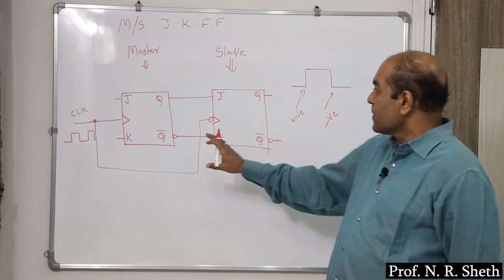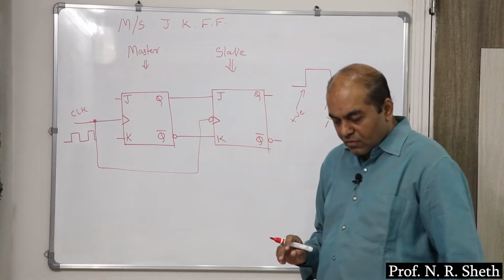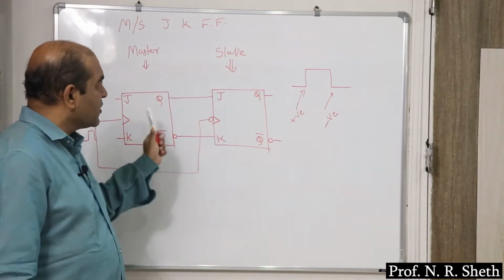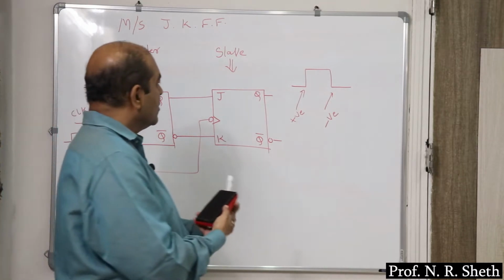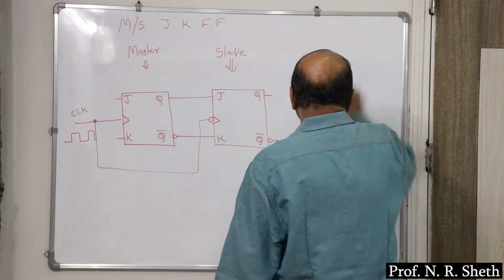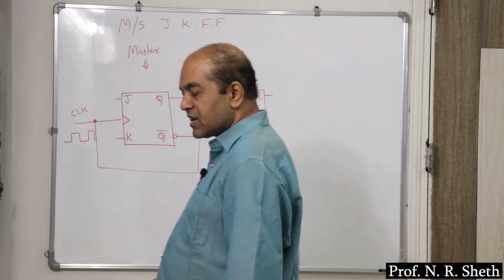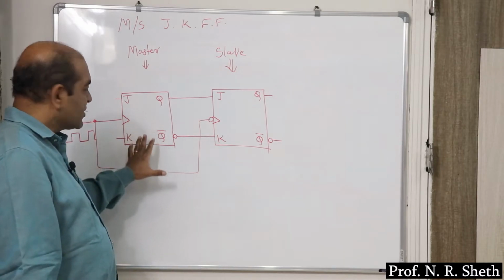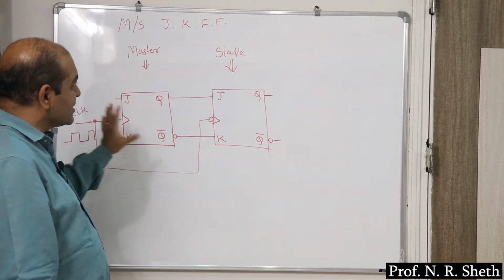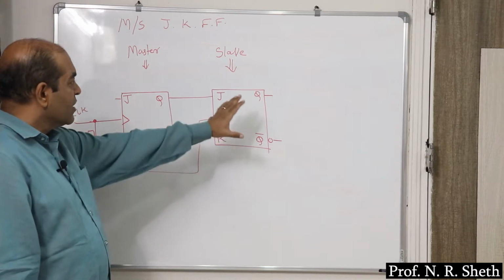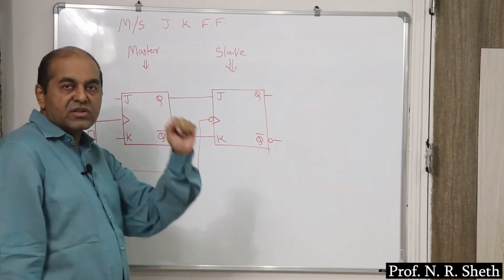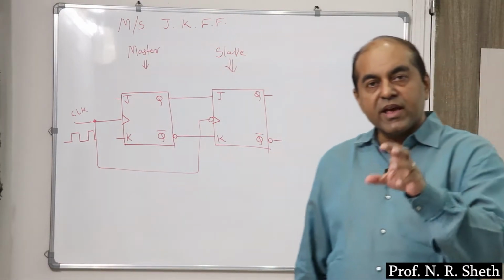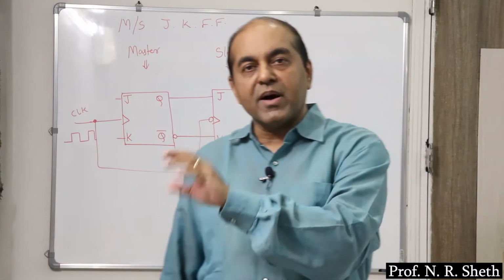So, overall, this is a circuit of master slave JK flip-flop. Both the flip-flops are JK. Master is positive edge triggered, while slave is negative edge triggered. Master works on the positive transition of a clock pulse. Slave works on the negative transition of the clock pulse. So basically, slave copies the action of master.